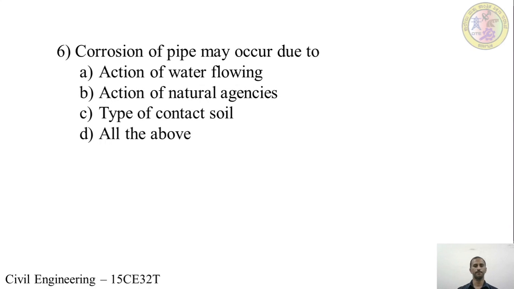Question number 6. Corrosion of pipe may occur due to A. Action of water flowing, B. Action of natural agencies, C. Type of contact soil, D. All the above. And the answer is D, all the above. The water flowing inside the pipe, the natural agencies, and contact soil all contribute towards the corrosion of pipe.